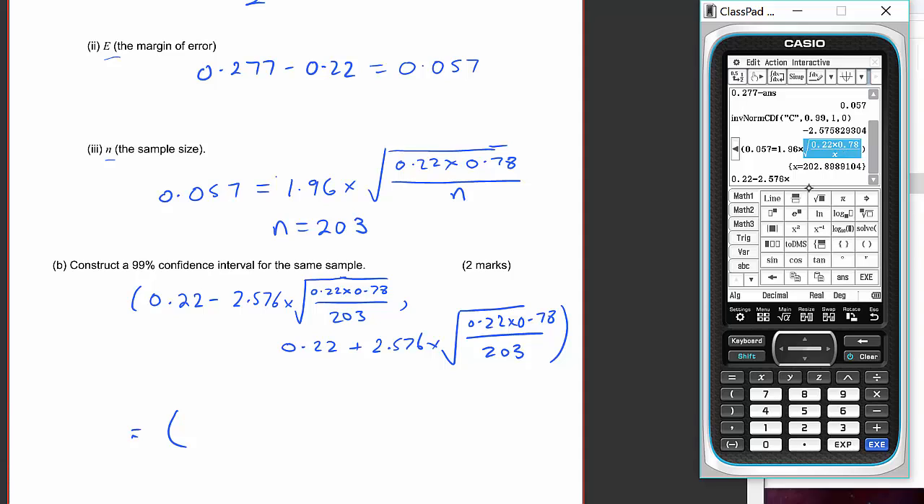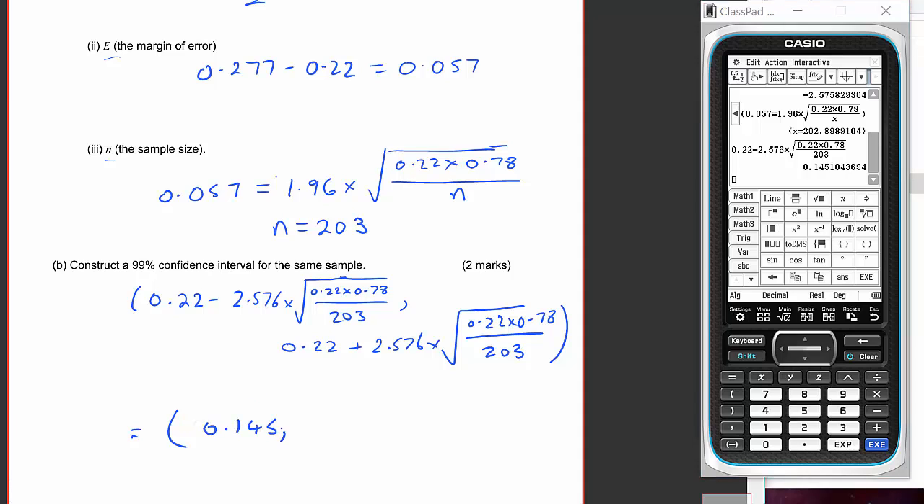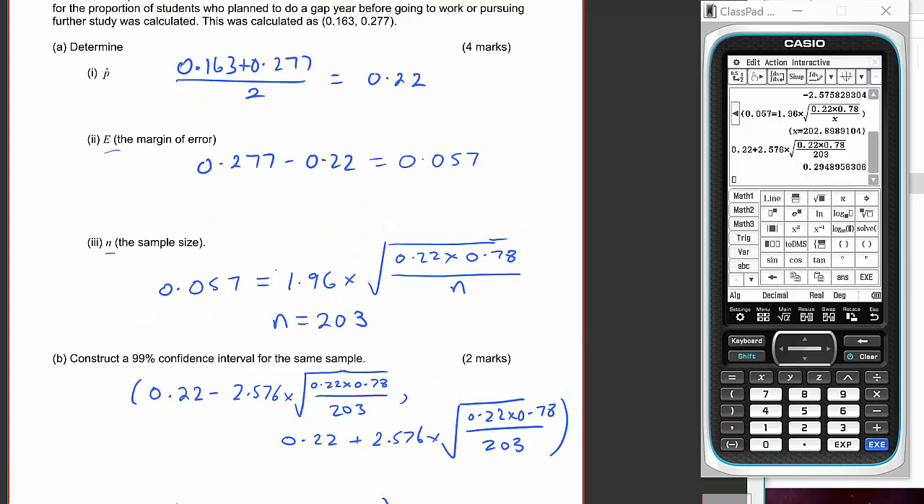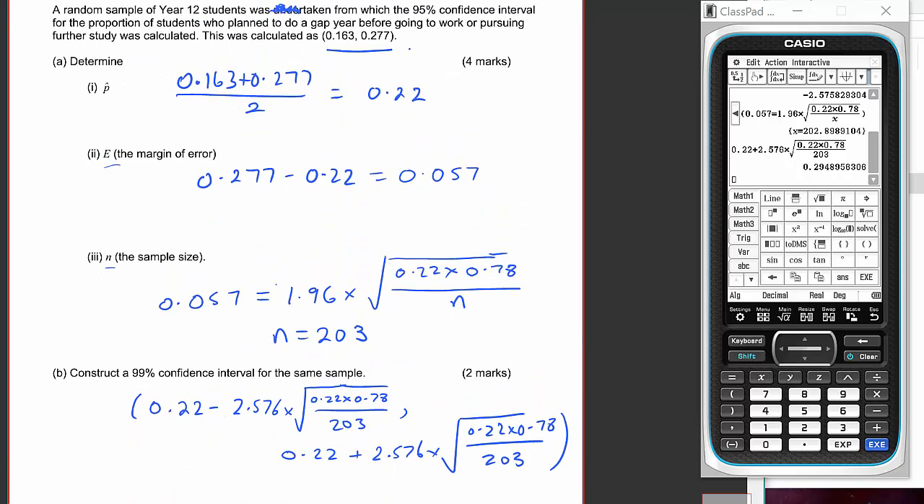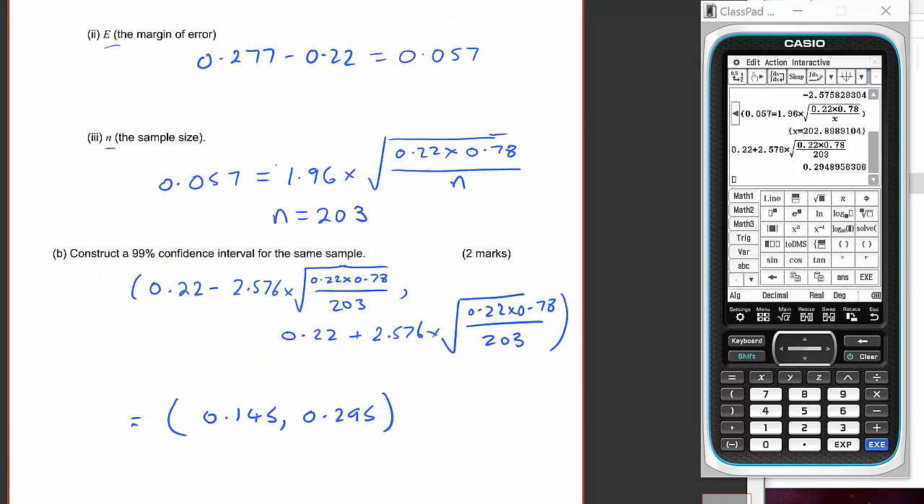What I'm going to do is I'm just going to copy that and then change this x here to 203, and that gives me 0.145, and then just do the same calculation, changing that to a plus, and 0.295. And what we should see with that answer is it's just slightly wider than the one we had to start with, because this is 99%.